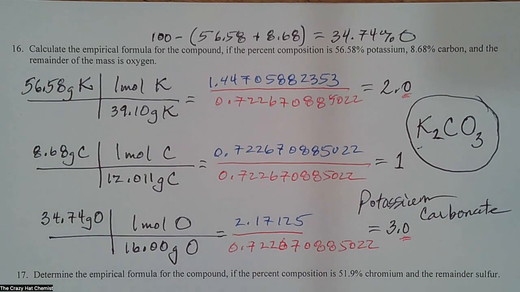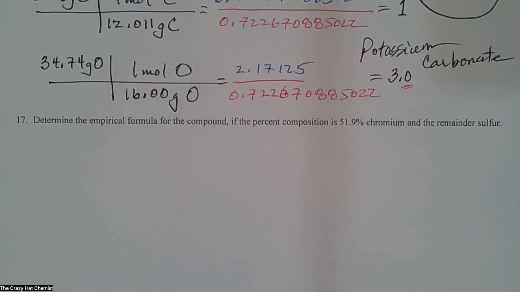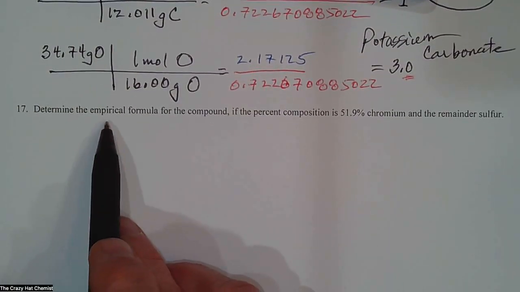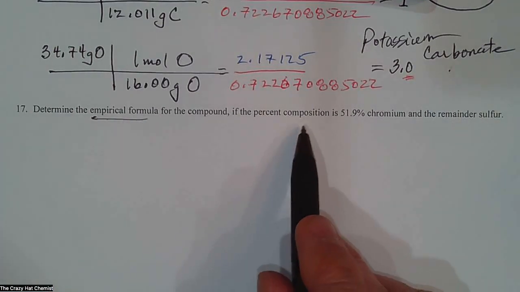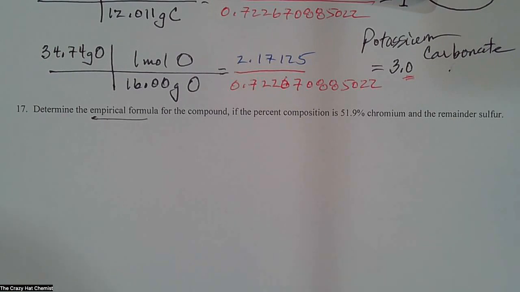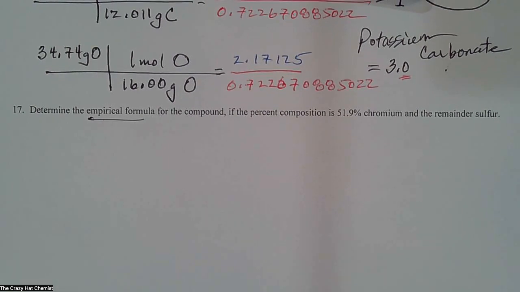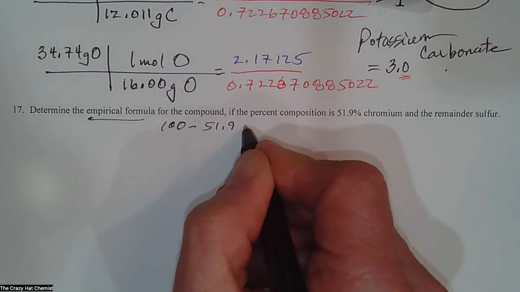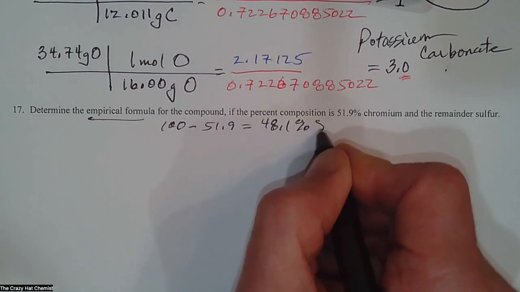All right, cool. All right, we are going to cruise over to number 17. Here we go, number 17. It says that we're going to determine the empirical formula yet again, and the percent composition is 51.9% chromium, and the remainder is sulfur. So 100 minus 51.9 will equal 48.1. That is the percent of sulfur.